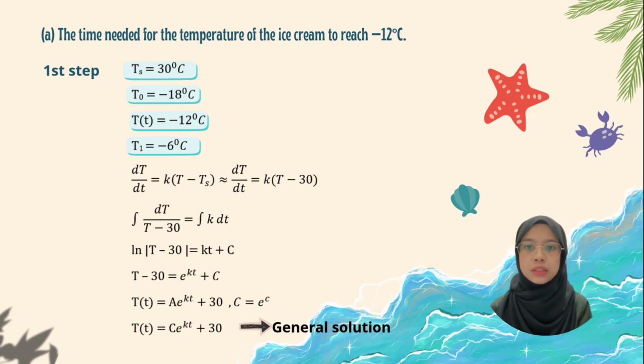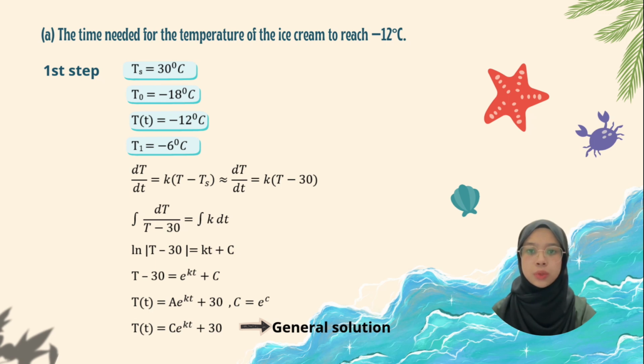Initial temperature is negative 18 degrees Celsius, and let T(t) be the temperature of the ice cream at any time, which is in this question, T(t) equal to negative 12 degrees Celsius. Temperature after 1 hour is negative 6 degrees Celsius. The differential equation related to this problem is dT/dt = k(T - Ts), equivalent to dT/dt = k(T - 30).